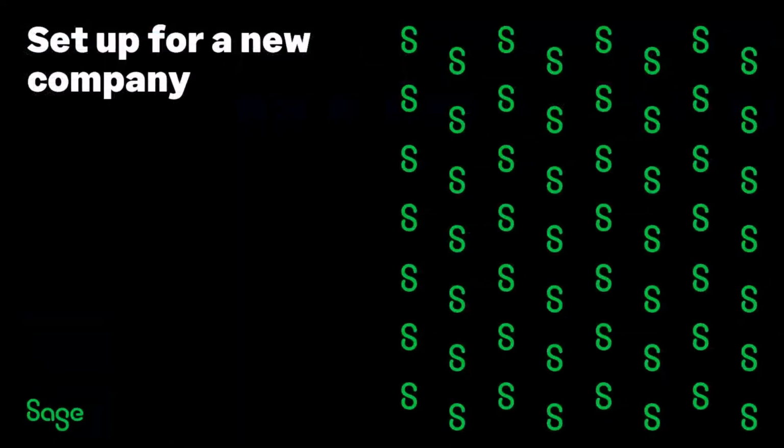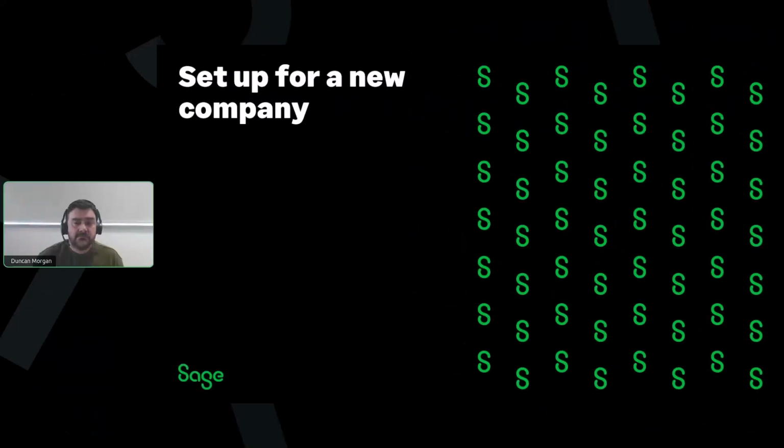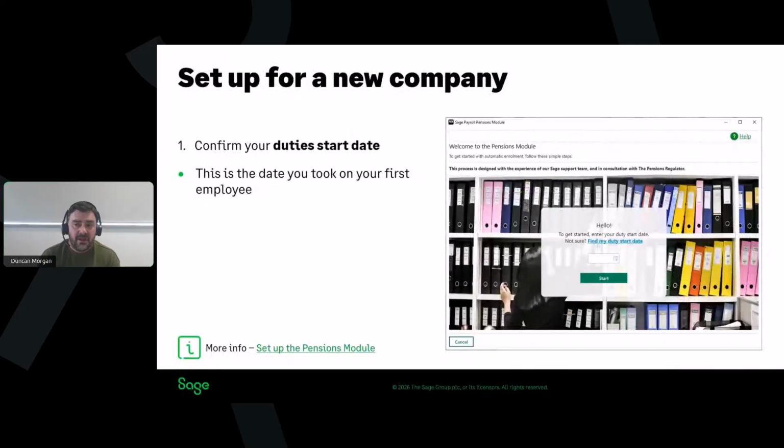So that was the process for setting up for a new company. I will just recap those steps on screen with you. So once you've taken your backup and you're into the pensions module setup process, first thing you would do is to confirm your duty start date, which for a new company is the date you took on your first employee.